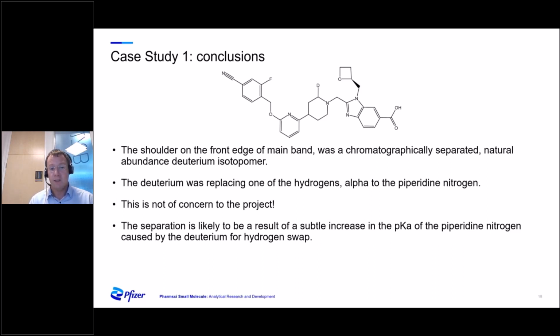So people have asked, where does deuterium come from? And the answer is the Big Bang. This is natural abundance deuterium. So it's normally present at 0.01% just in nature. And we saw the impurity at 0.02%.